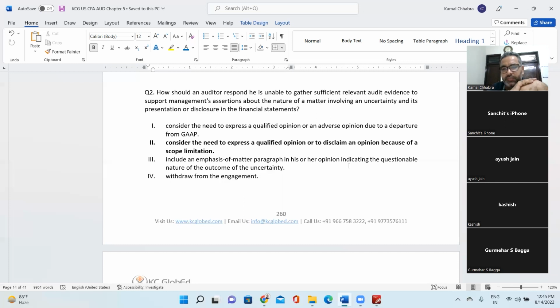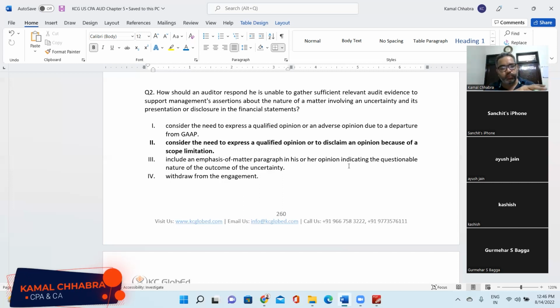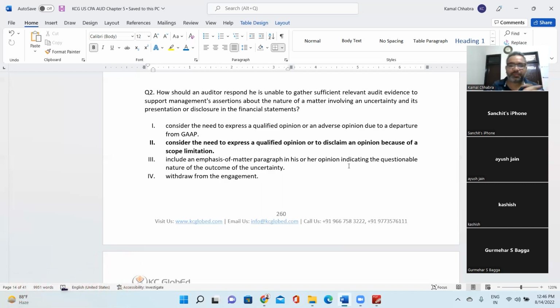What is the call of the question? Basically, when we have to give our opinion and we don't have the appropriate evidence, how shall we respond to that?